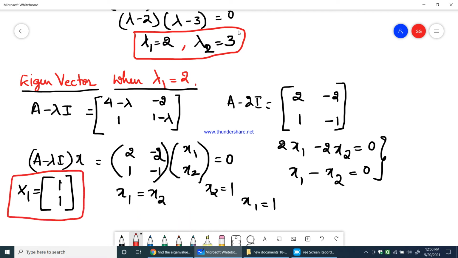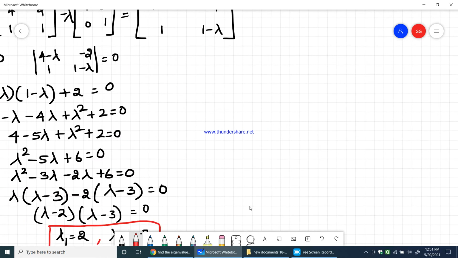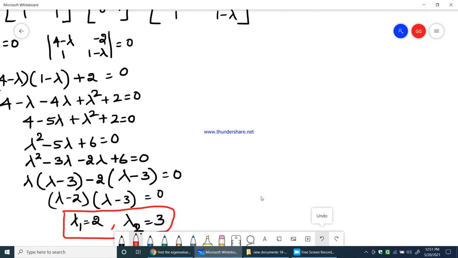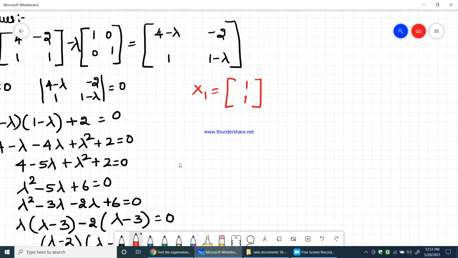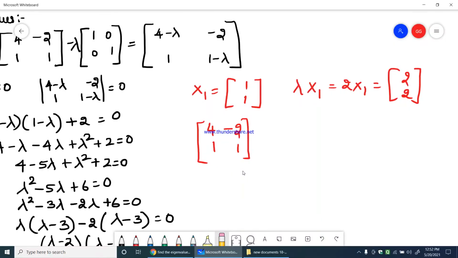Okay, I think I should also tell you how to prove whether the obtained eigenvalue and eigenvector are correct or wrong. What you do is you take this eigenvector 1 and 1. Now this 1 and 1 was obtained when lambda equals 2. Therefore I'll multiply lambda with x1, which is 2 into x1, which gives 2 and 2. This is how I verify whether the obtained vector x1 is correct or wrong.